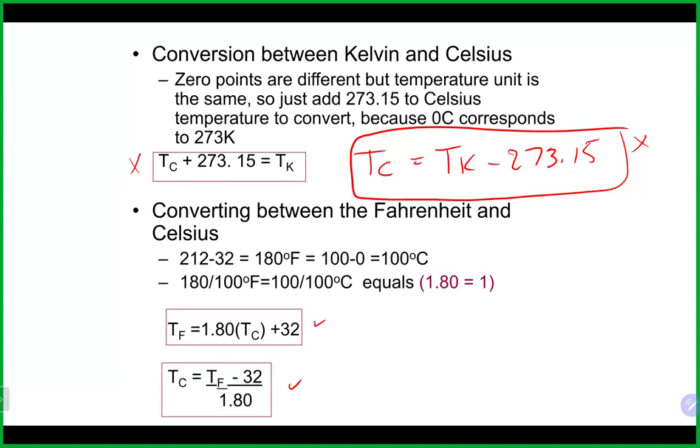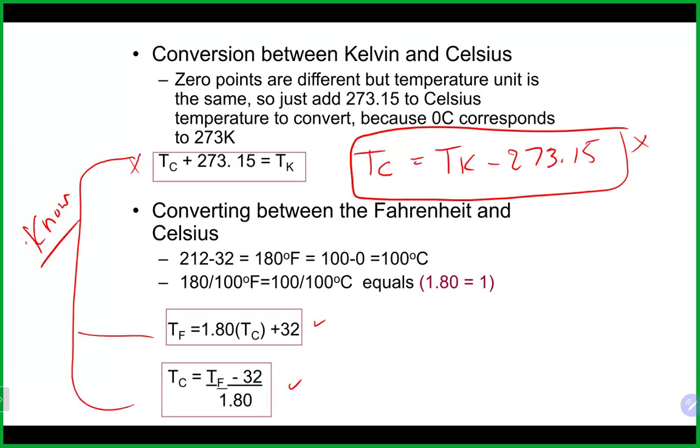If you want to go, for example, from Kelvin to Fahrenheit, you have to convert it from Kelvin to Celsius and then Celsius to Fahrenheit. Or if you want to go from Fahrenheit to Kelvin, you've got to go from Fahrenheit to Celsius and then Celsius to Kelvin. Clearly, as you know what I'm going to tell you, you need to know these. So make sure that you do know how to do that. Any questions on that there?